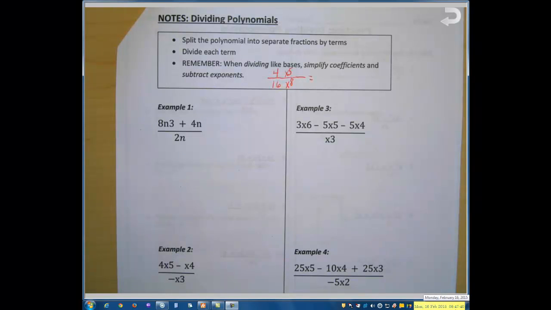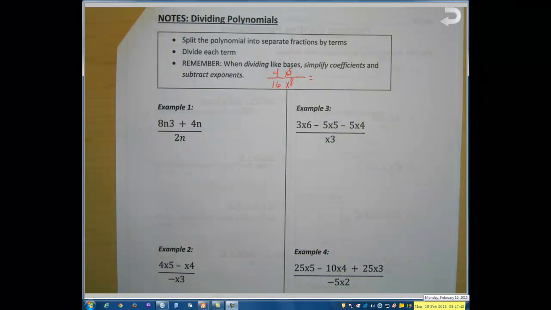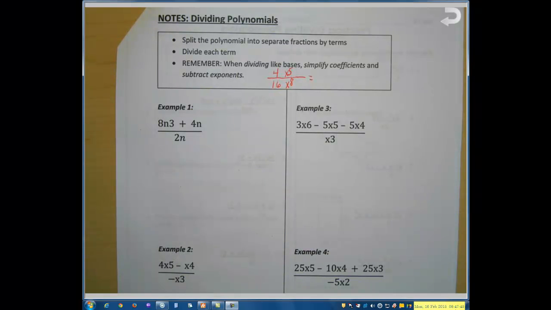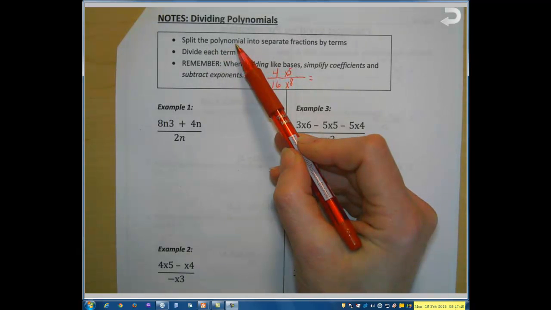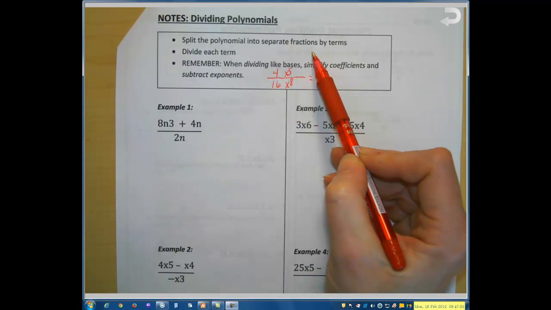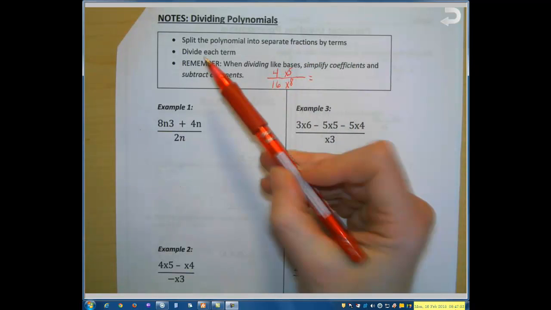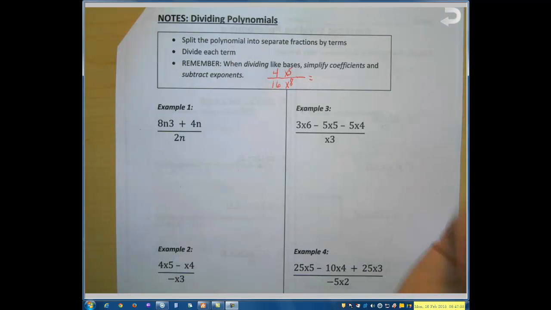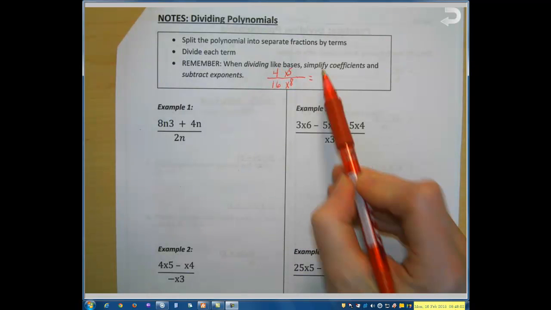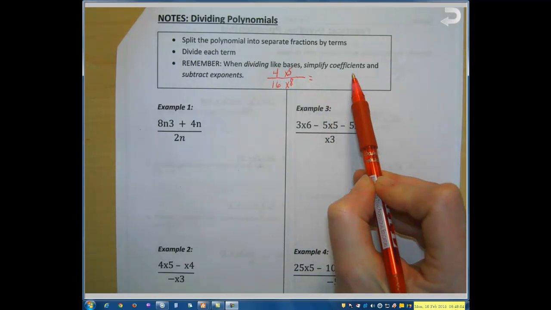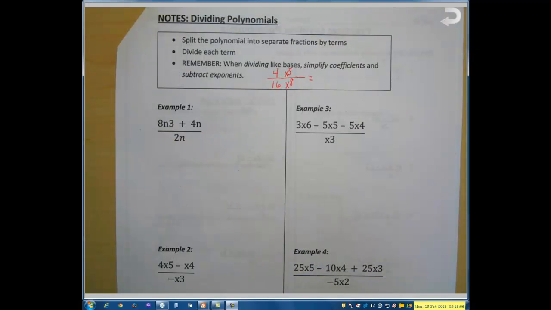We're going to be talking about dividing polynomials. So these are the steps that we're going to be following. First, we're going to split the polynomial into separate fractions by terms. And then we're going to divide each term. To review, when we are dividing like bases, we'll be simplifying coefficients and subtracting exponents.